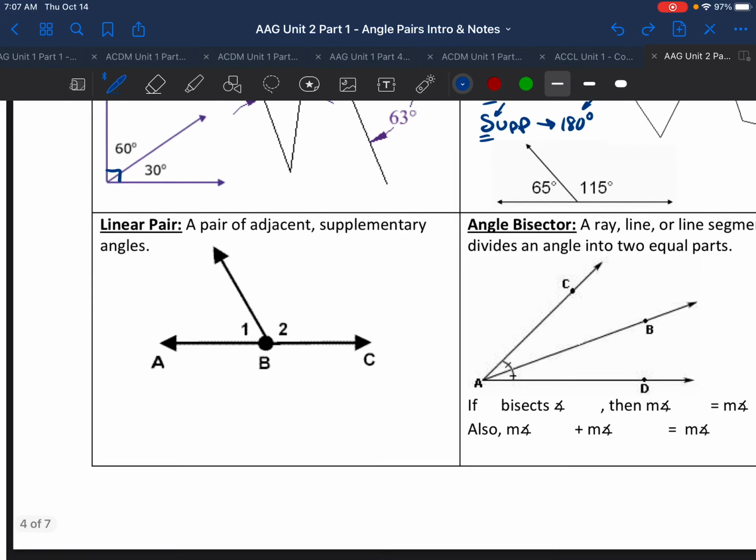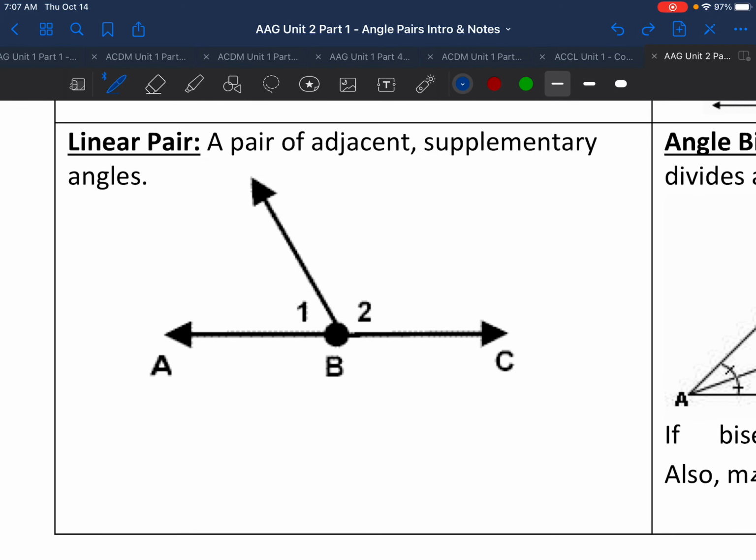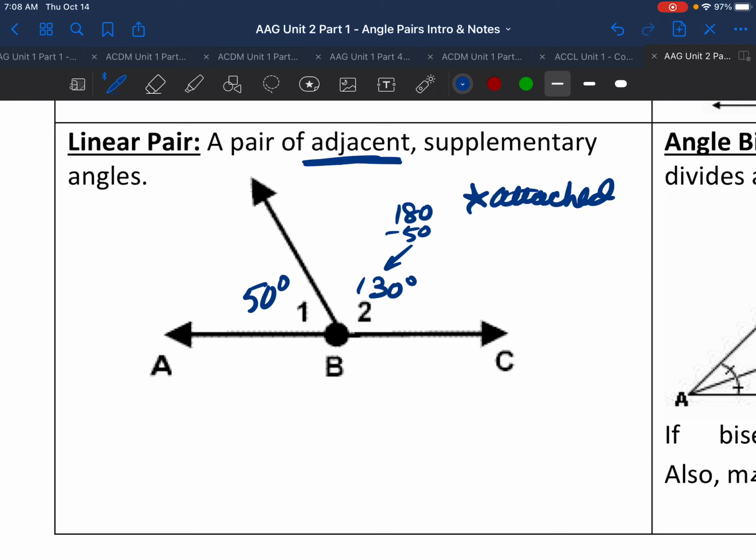All righty, last two. So this kind of piggybacks off of what we just said. We have angle 1 and angle 2. Now let's just suppose angle 1 was 50 degrees. Well, think about it. These 2 together are supplementary. So this linear pair has to add up to 180 degrees. So I would take 180 minus 50, and that would give me 130 degrees. Okay, so a linear pair is just a special case that has both of these things going on. Adjacent, which means they're attached, and supplementary, which means they add up to 180.